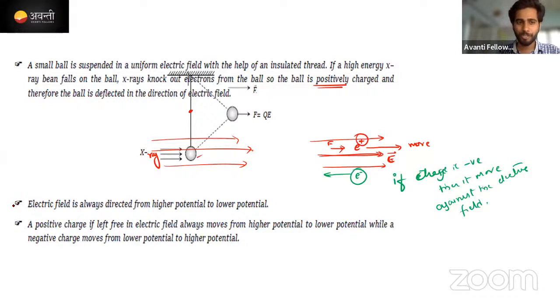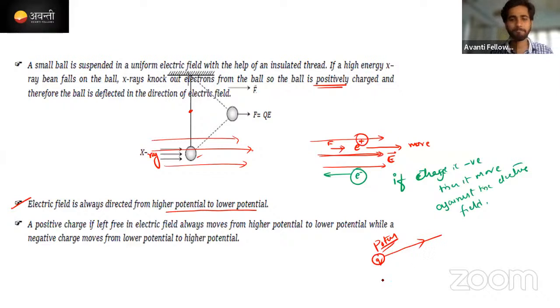Okay, the next point is that electric field lines are always directed from higher potential to lower potential. In a similar way, energy always moves from higher potential to lower potential. Here, the electric field lines move from the charge, and the potential is high near the charge. From this point of higher potential, the field lines move away from the charge.